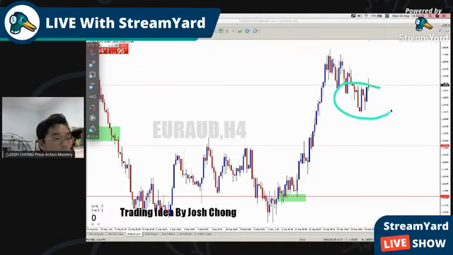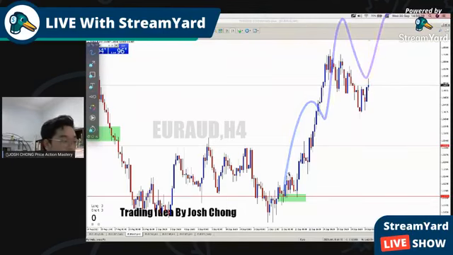But over here, there's a possible double bottom. A possible double bottom that's going to form, but hasn't formed yet. But over here, the market has very high chances of rising back up. Just follow the trend.